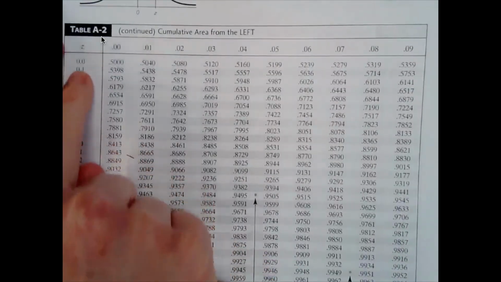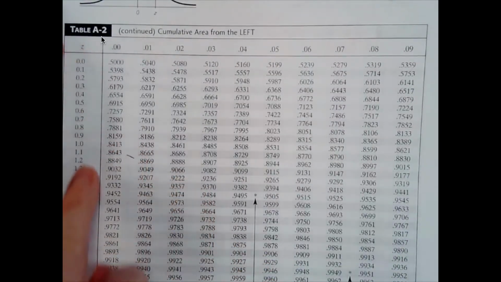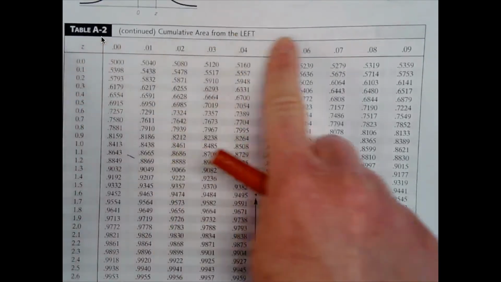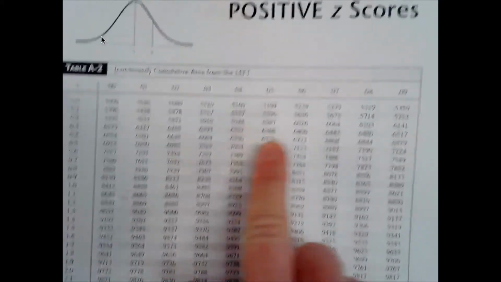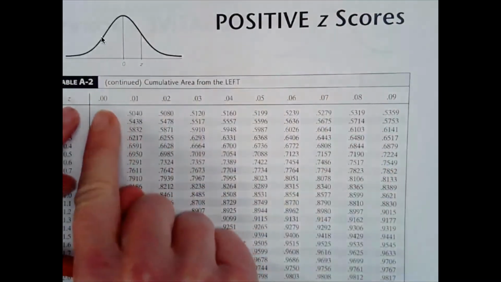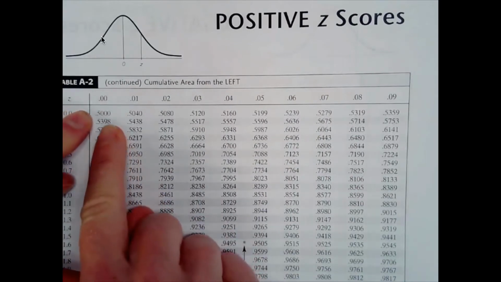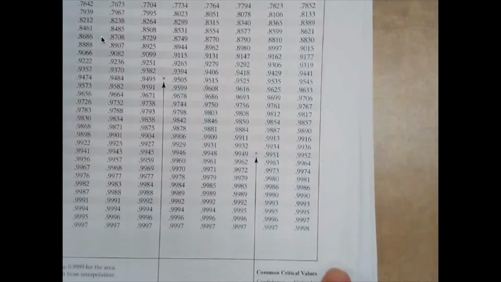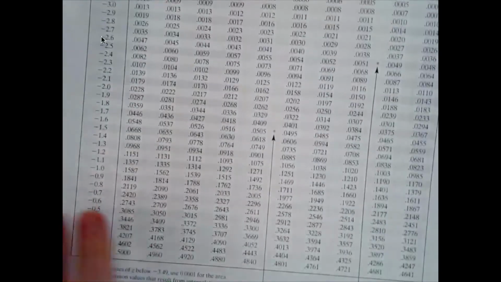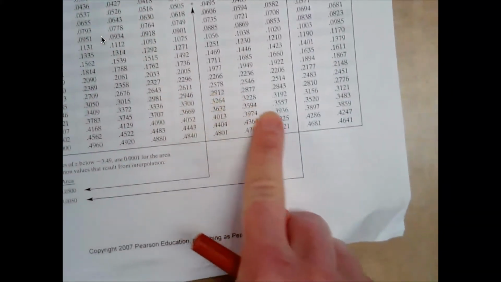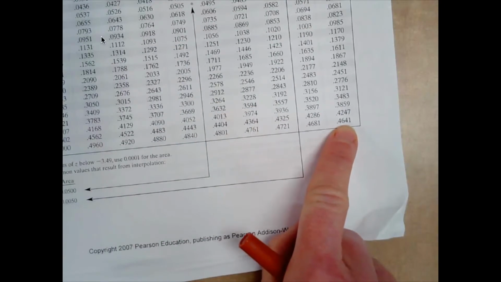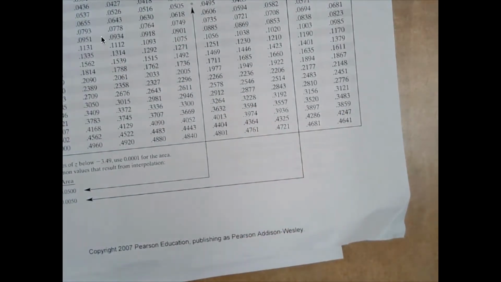Remember, the z-score is here for your ones and tenths place, and then here's your hundredths. Everything inside here represents area. See how on the positive side this is 0.5, which is 50% or higher? On the negative side, this is 0% all the way up to 0.4641. So it's increasing as you go through the body of the table.